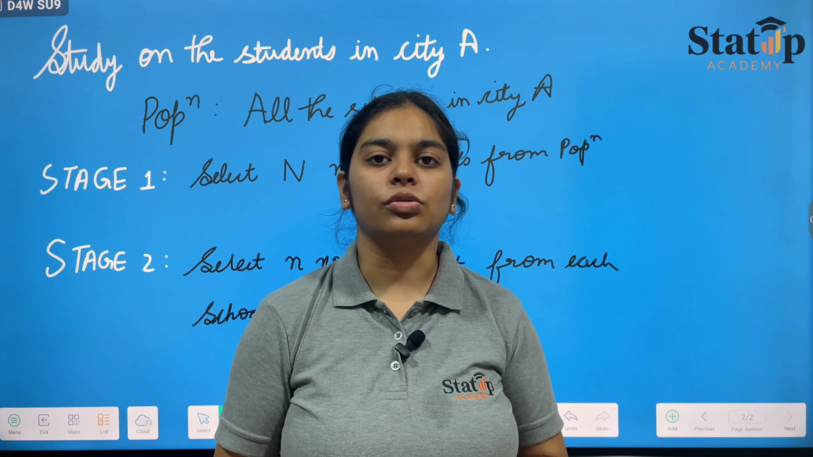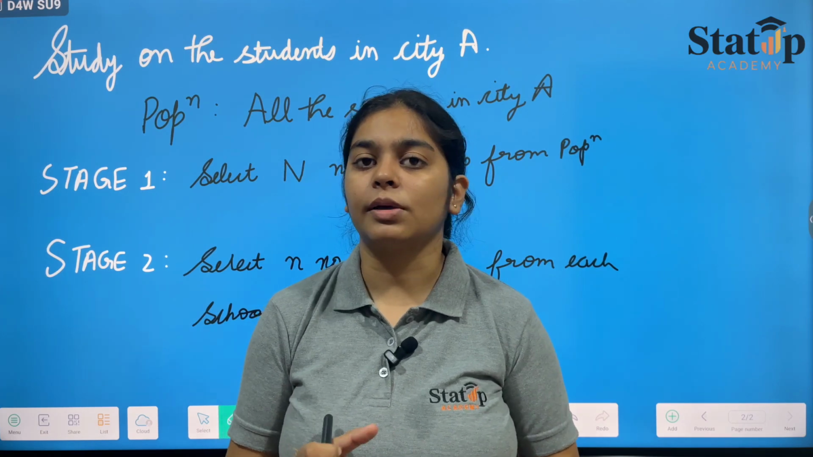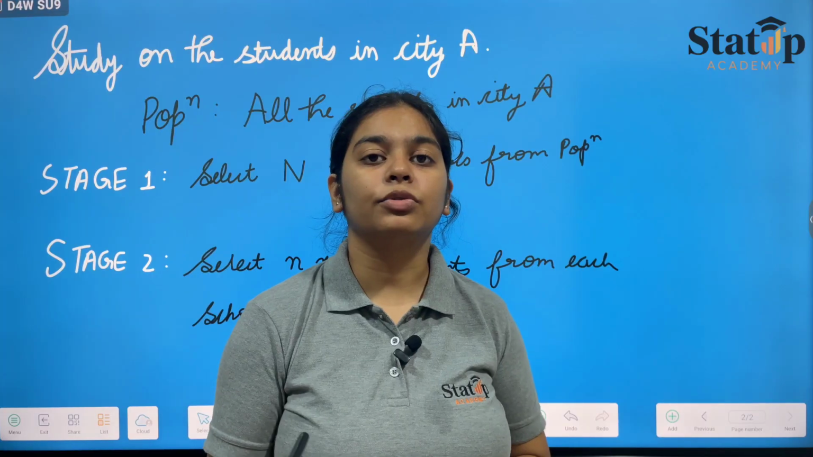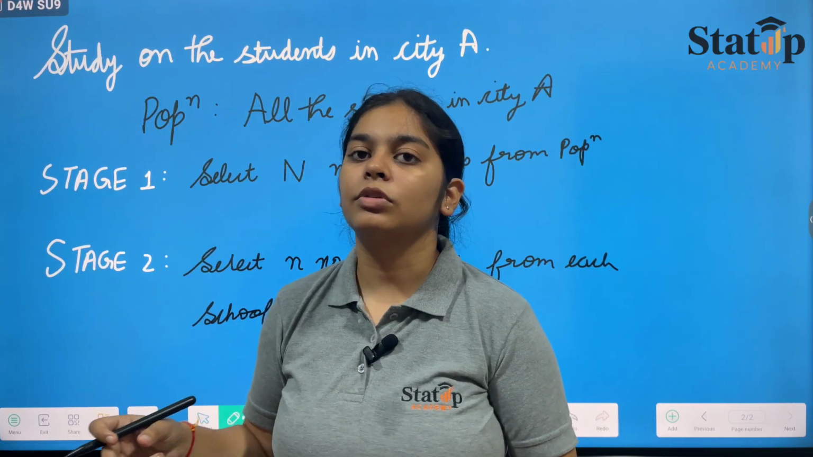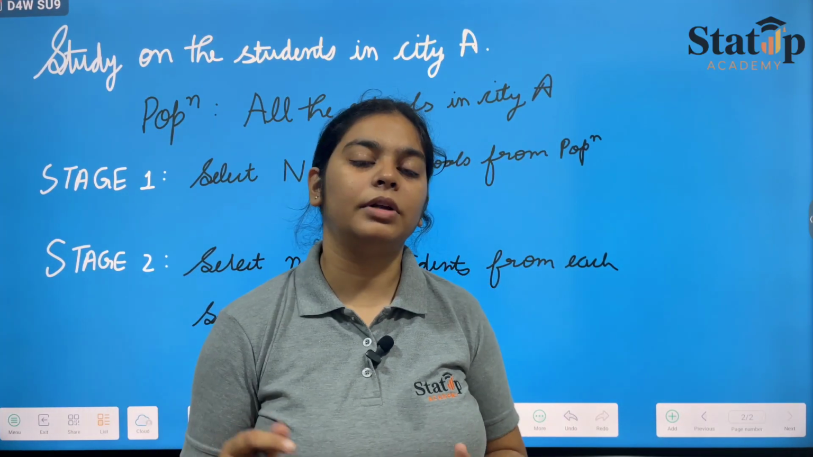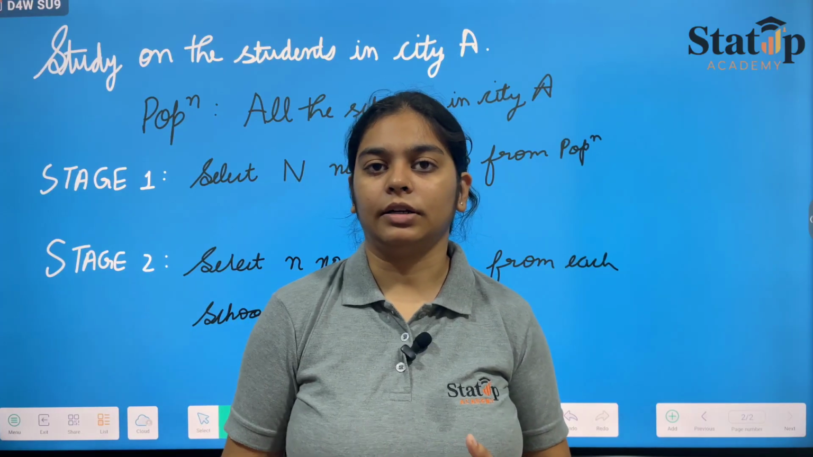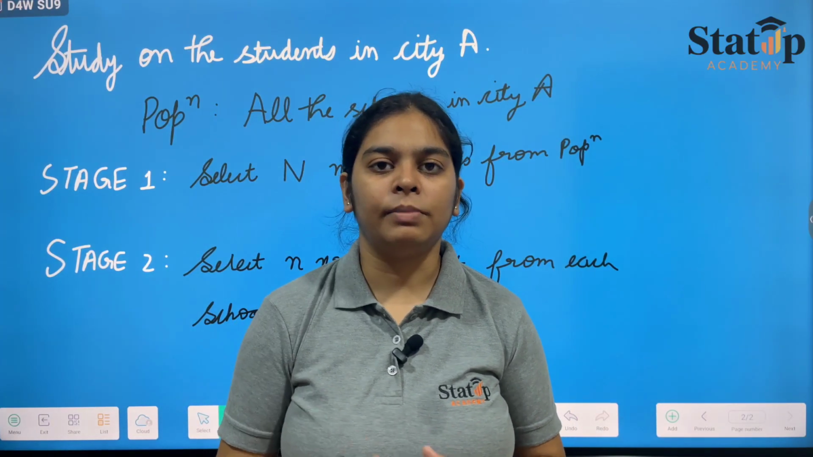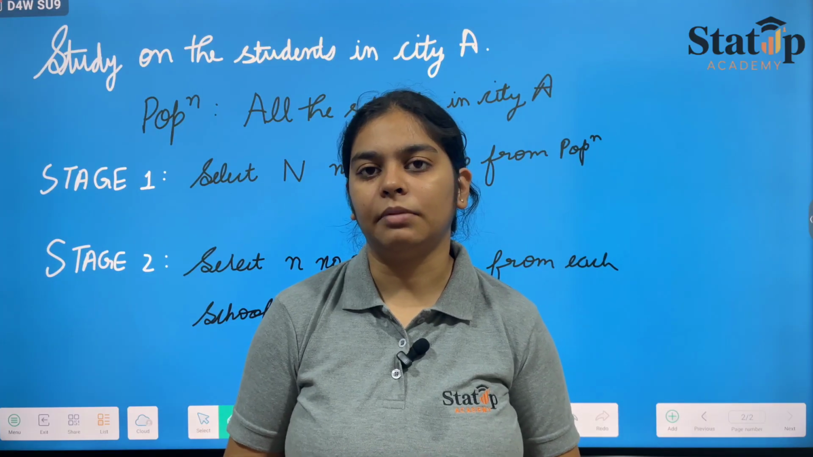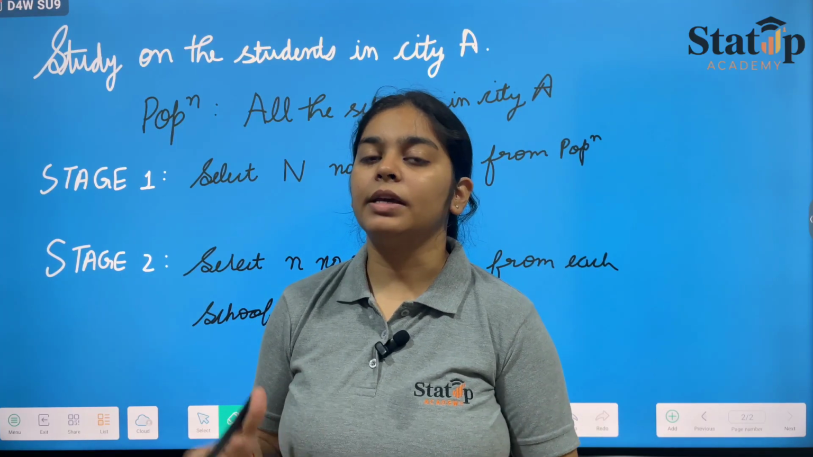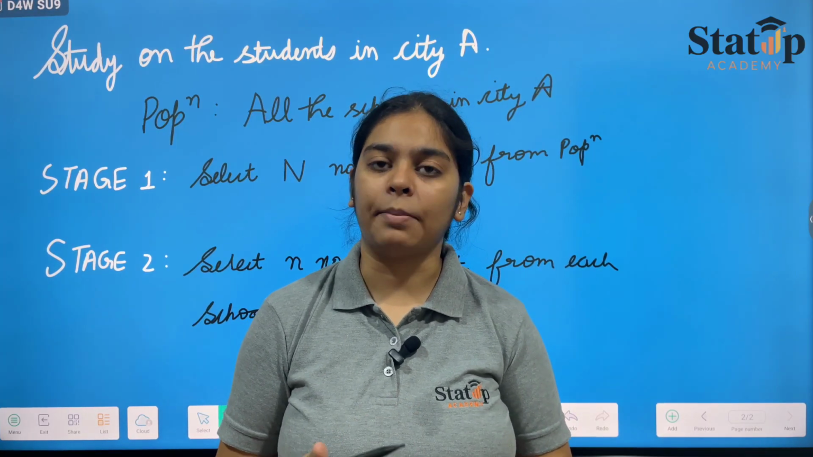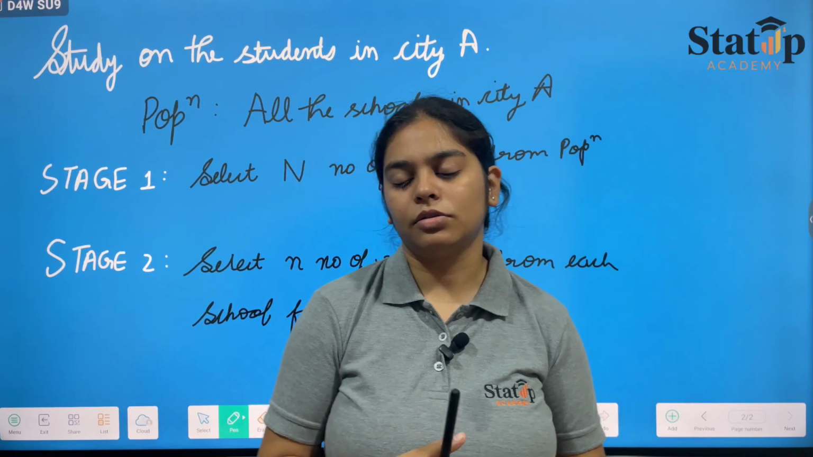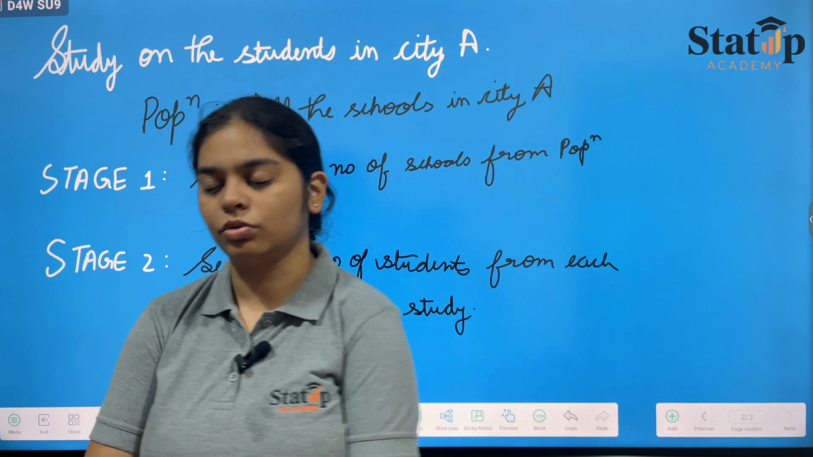Then in stage two, we select a limited number of units. Suppose we are taking n students from school A, n students from school B, n students from school D, and so on, up to the number of clusters we have selected. These n students from every school will make a total, suppose capital M. Capital M students will be part of our sampling, or part of our study. Okay, so this makes it clear what two-stage sampling is.